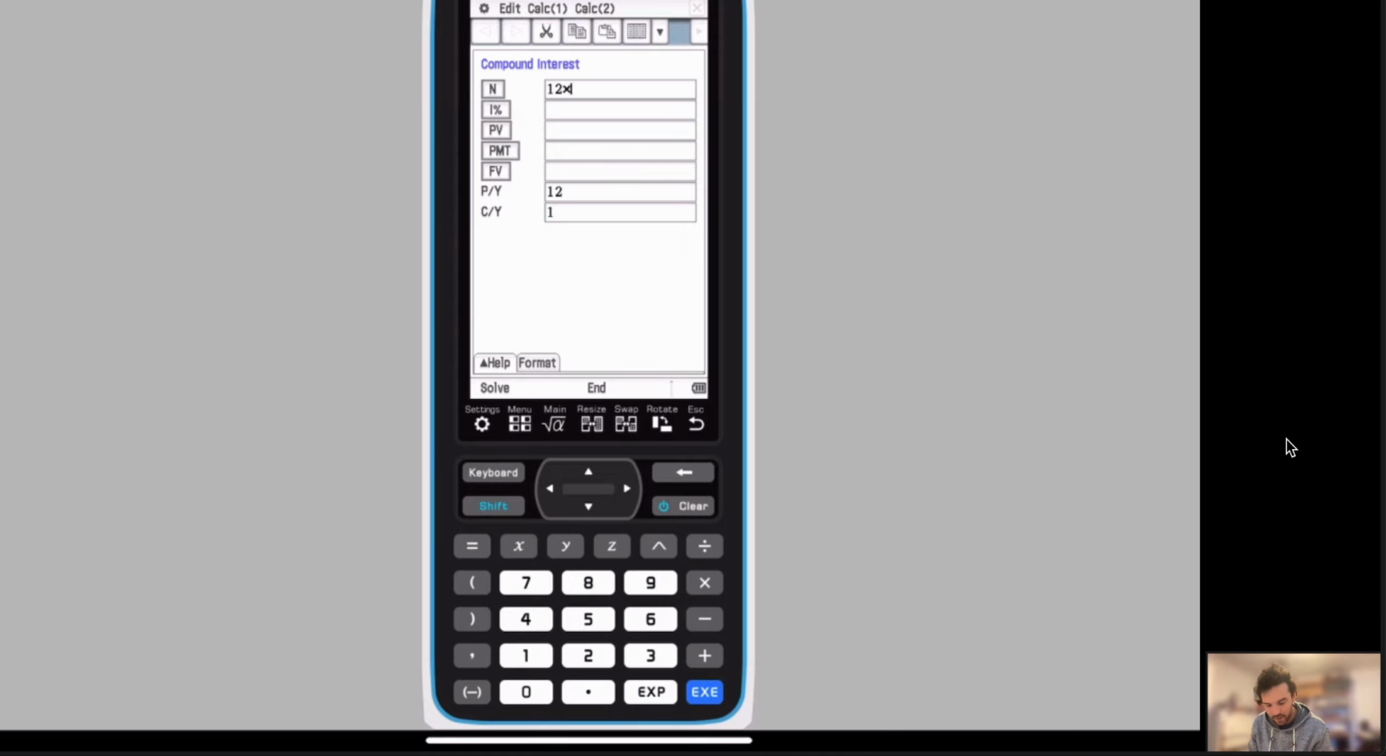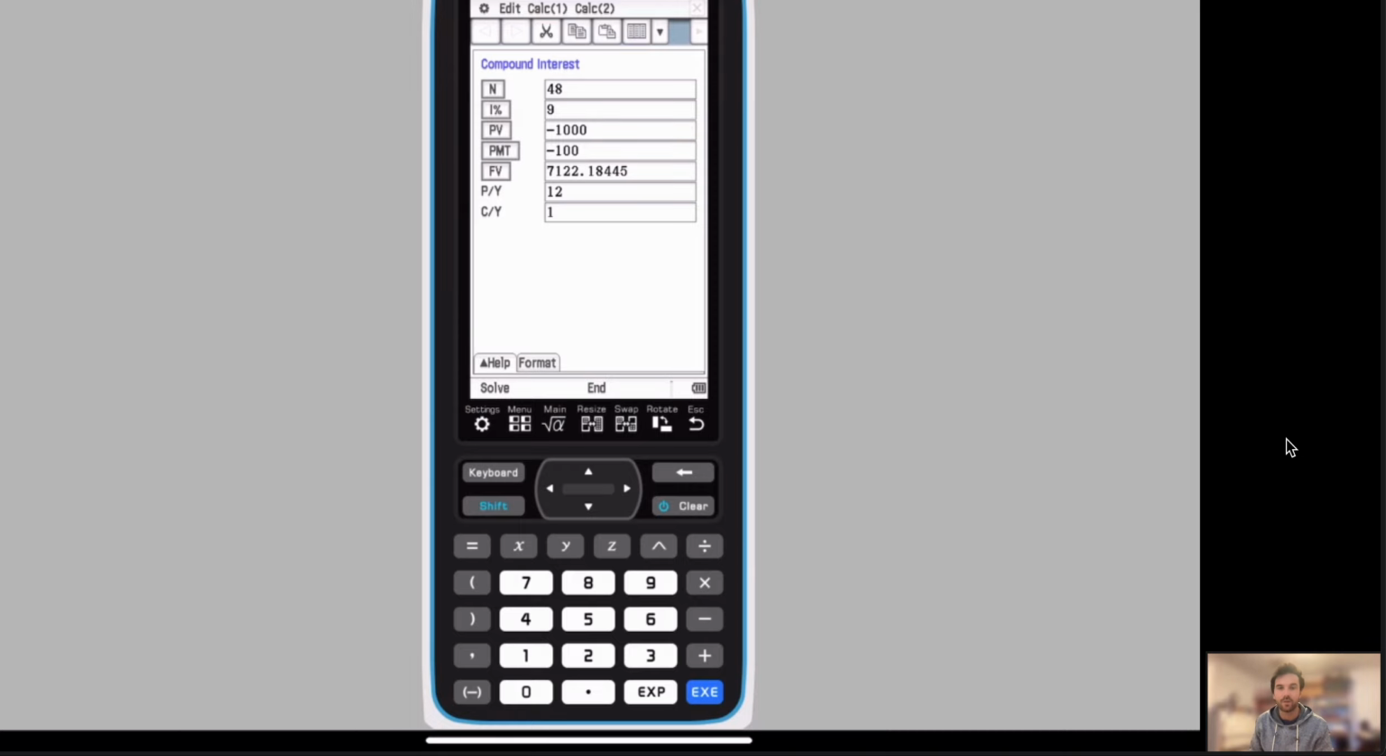You can use this as a calculator. It's really cool. So I can go 12 times by 4, go execute, and out comes 48. Just a little hack there that you might enjoy. Negative 1,000. We don't know FV. We do know PMT. It's negative 100. We don't know FV. Solve.